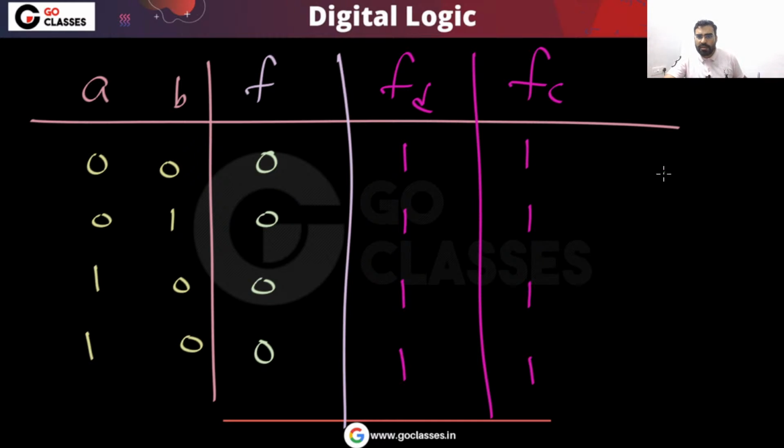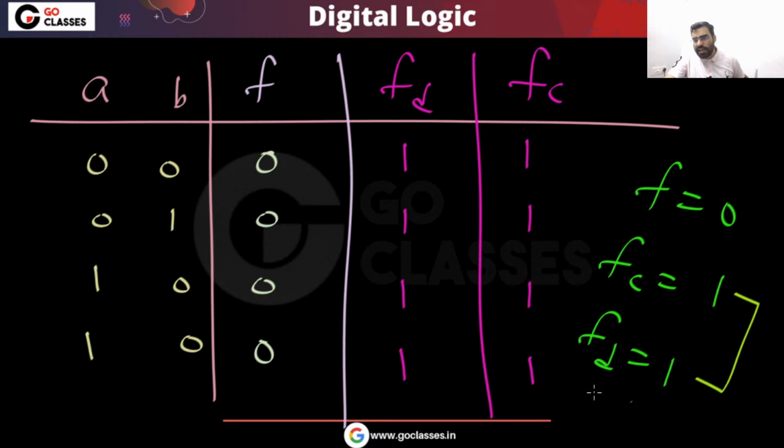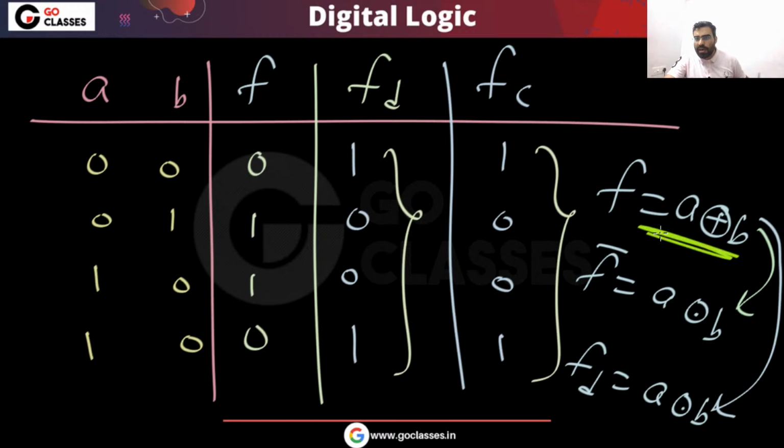So you can notice here, for this function 0, f complement is 1 and f dual is also 1. So can you notice for this function f complement and f dual are same? And for this function also f complement and f dual are same. Can you notice both are same? F complement and f dual are same.